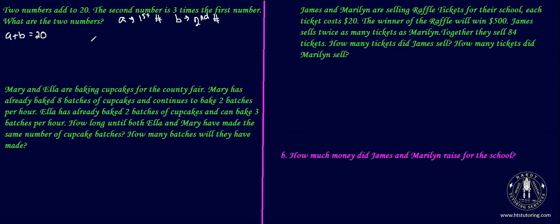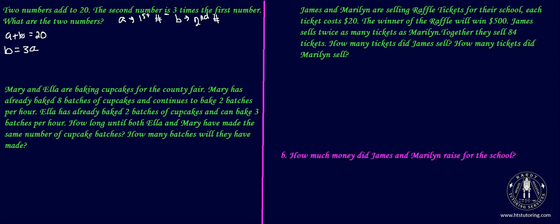Okay, now we're on the right track. We've got at least one equation here. Now let's see what else they tell us. The second number is 3 times the first number. Well, I already marked B as my second number, so B means equals 3 times the first number, so I'm going to go 3A. So B is 3A. Now I have two equations, so now I can solve it.